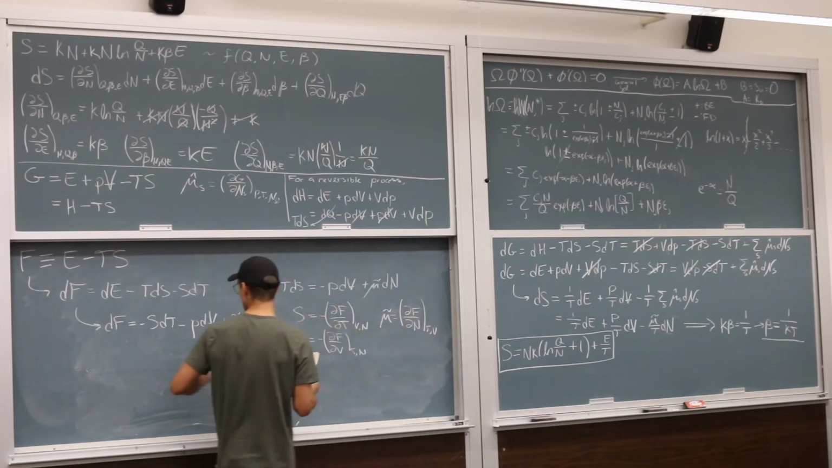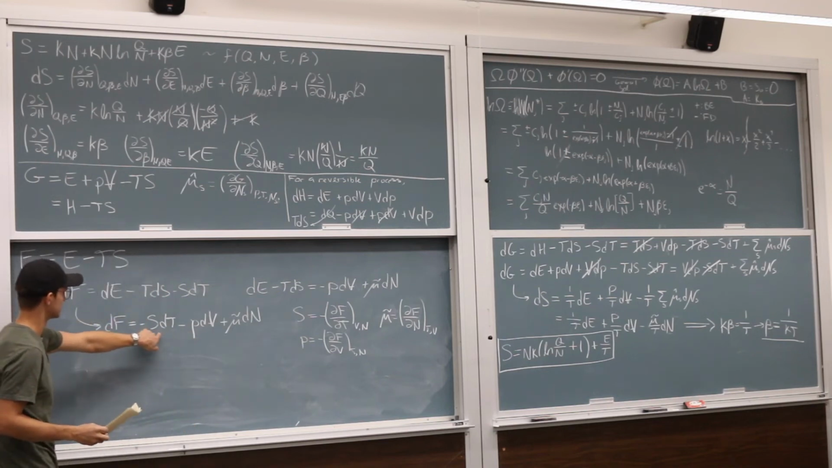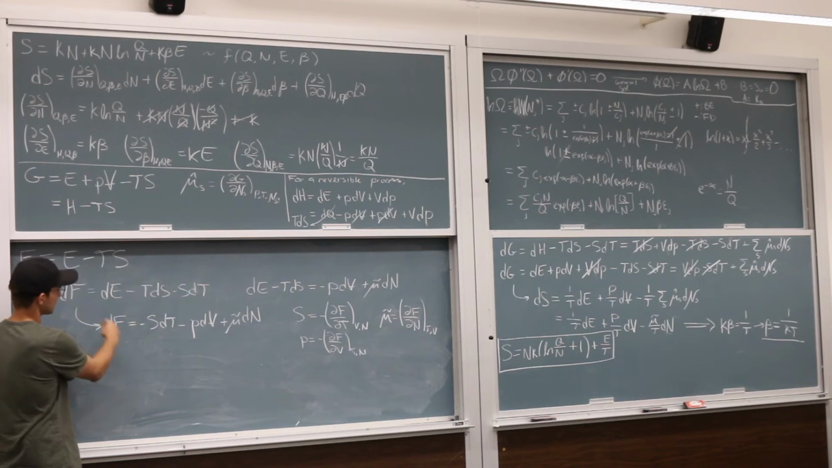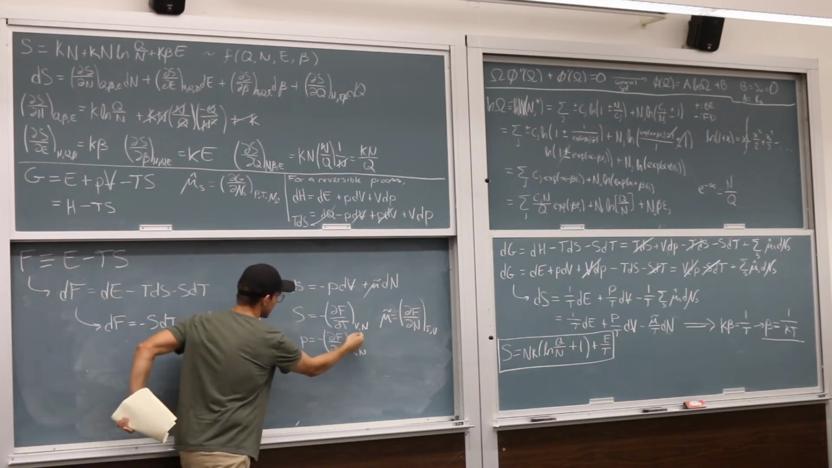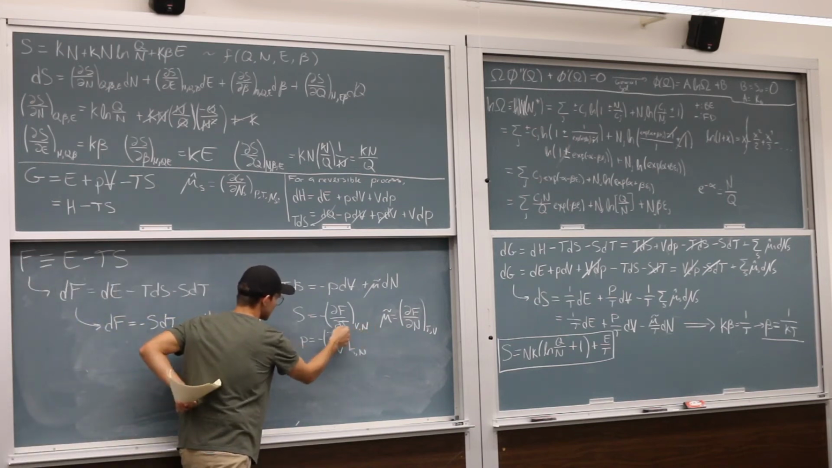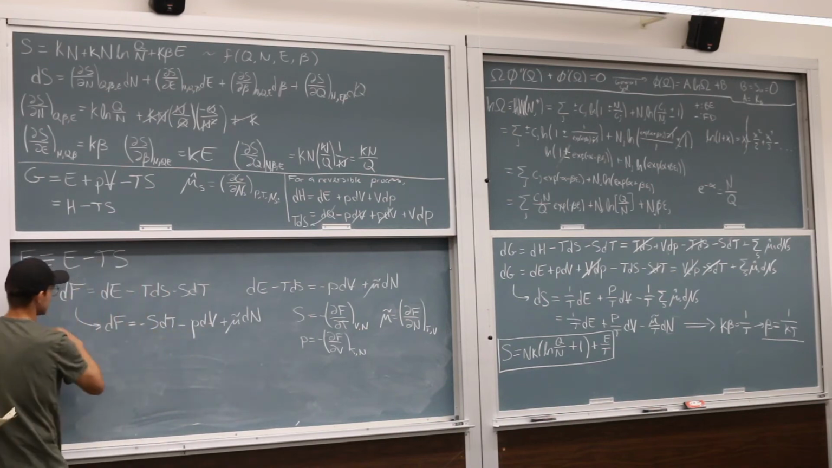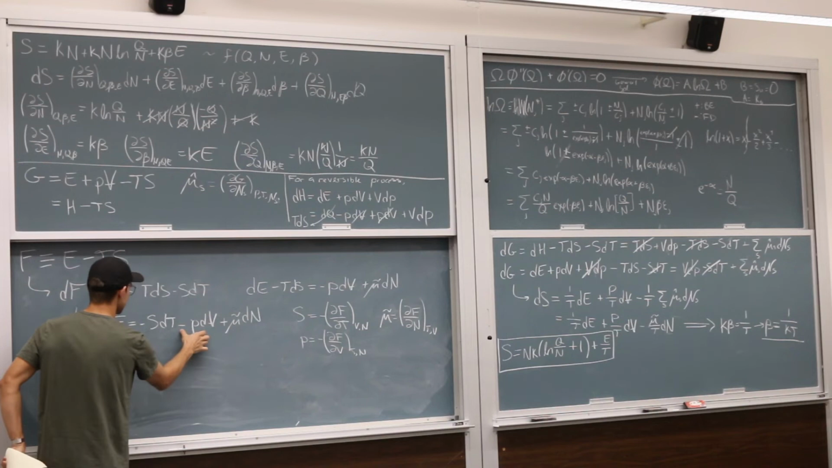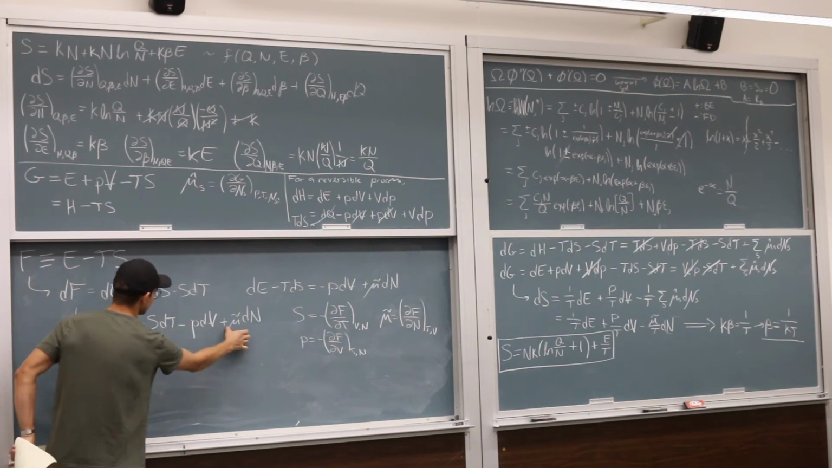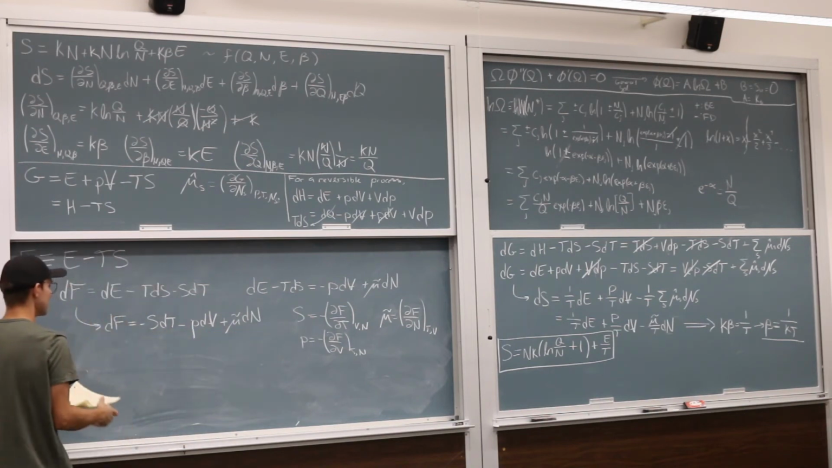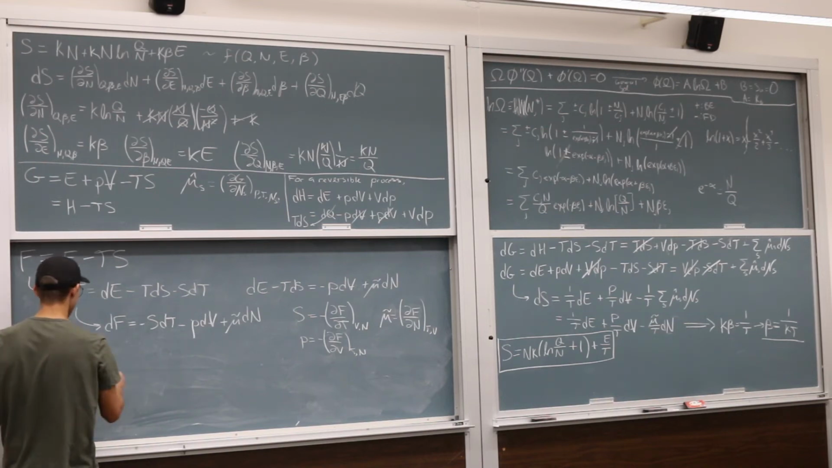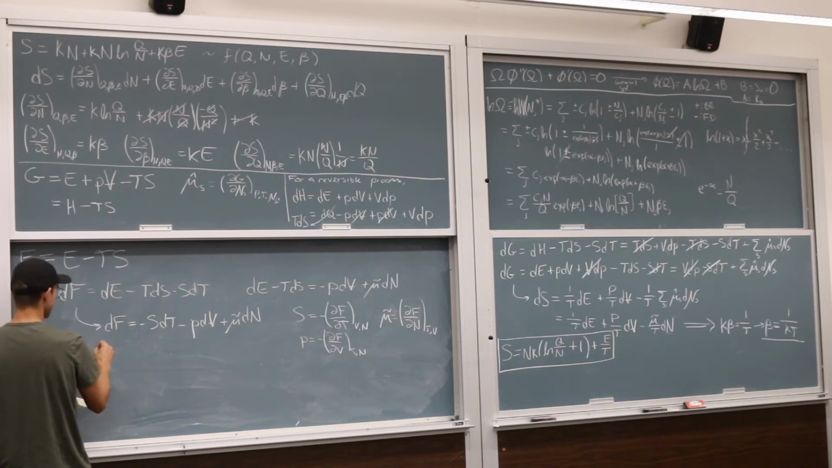Okay? Because those are the terms that would be here if you just assumed that F was a function of volume, number of particles, and temperature, and then did the total differential. Those are the partial derivatives that would appear in this expression. So you're able to make these relationships. Okay, and then also E is equal to F plus TS.